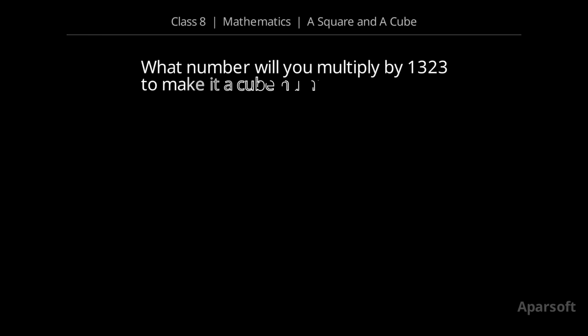Here is a fascinating puzzle. 1323 is not a perfect cube, but there is one specific number you can multiply it by that will transform it into a perfect cube. Can you figure out which number? Let us discover it together.